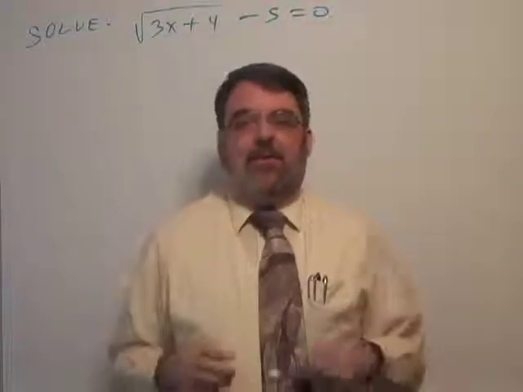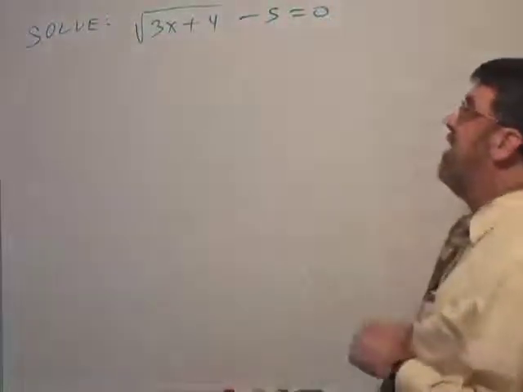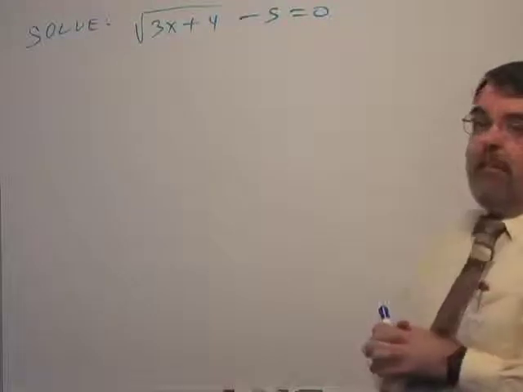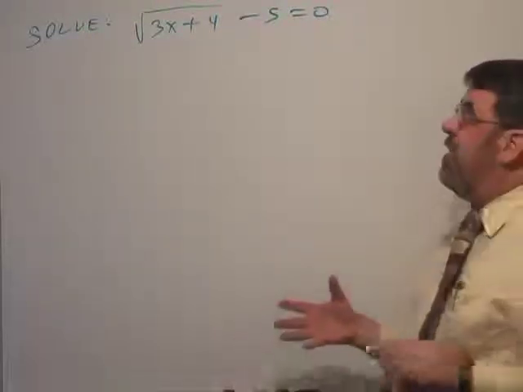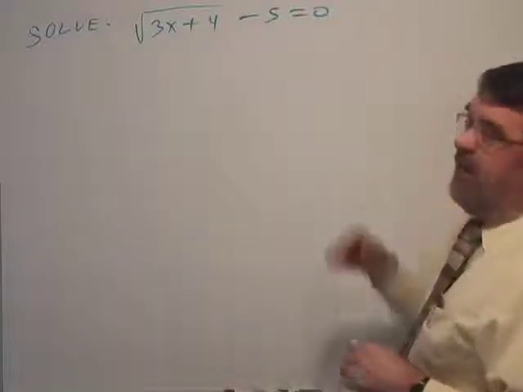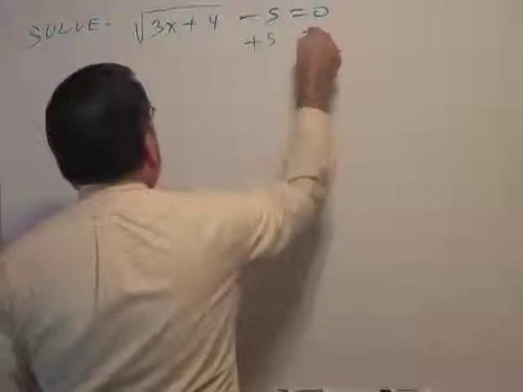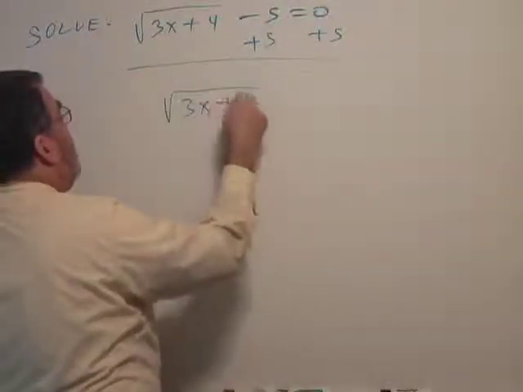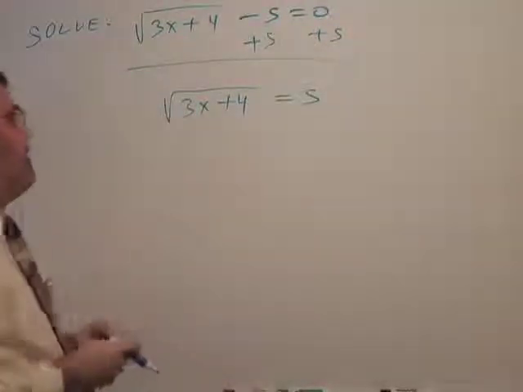Here's a pretty straightforward equation to solve. Square root of 3x plus 4 minus 5 equals 0. Alright, now I'm going to isolate the square root part by moving the 5 to the other side. And we do that through addition. So I add 5 to both sides. And I have the square root of 3x plus 4 equals 5.